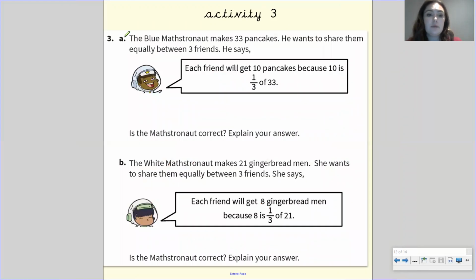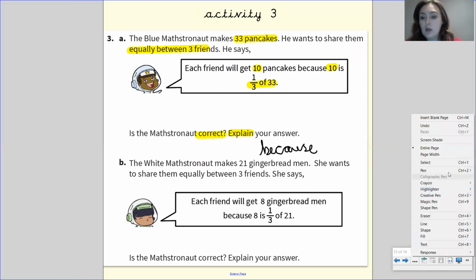Here's activity number 3. So you've got some worded problem questions here. For the first part, you've got the blue astronaut makes 33 pancakes. He wants to share them equally between 3 friends. He says each friend will get 10 pancakes because 10 is a third of 33. Is the astronaut correct? Explain your answer. So you need to tell me why he is correct or why he's incorrect. Remember to use that word because. So you must use that word because this is an explaining word.